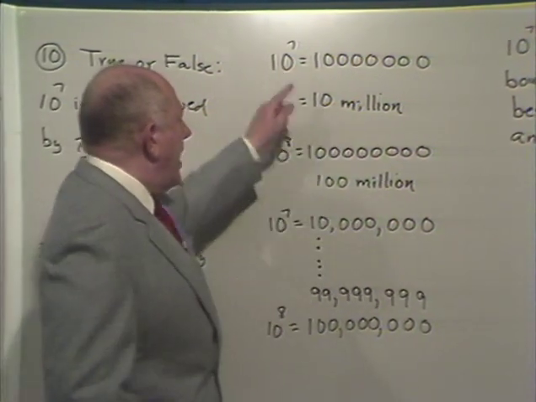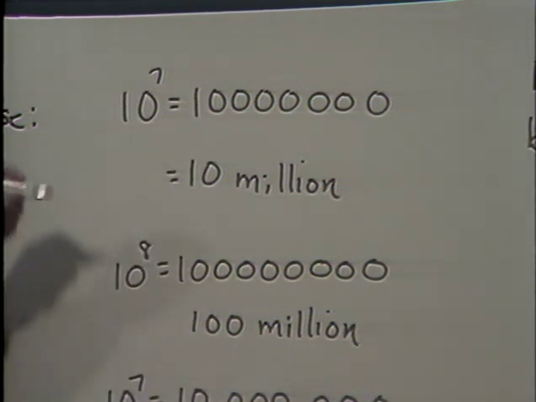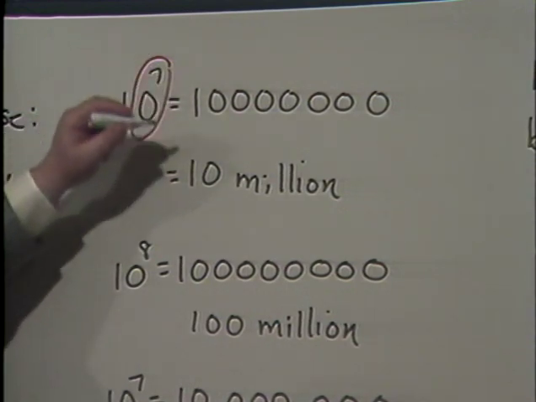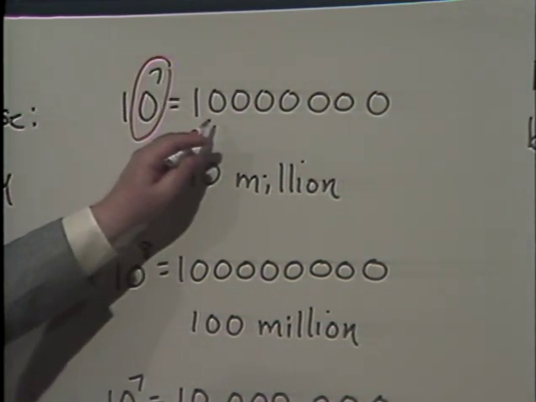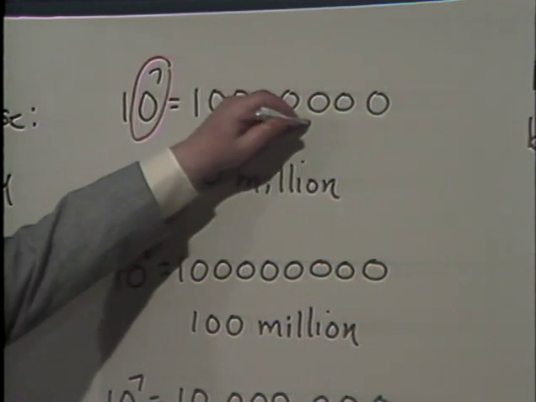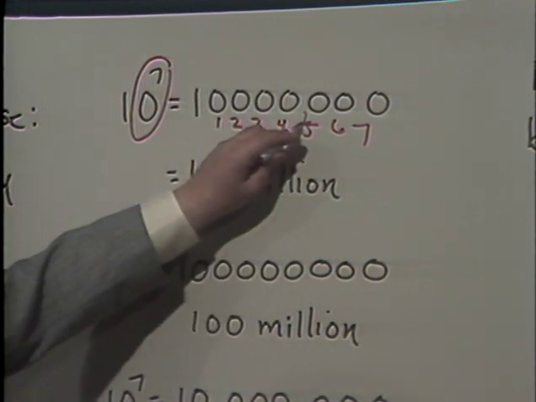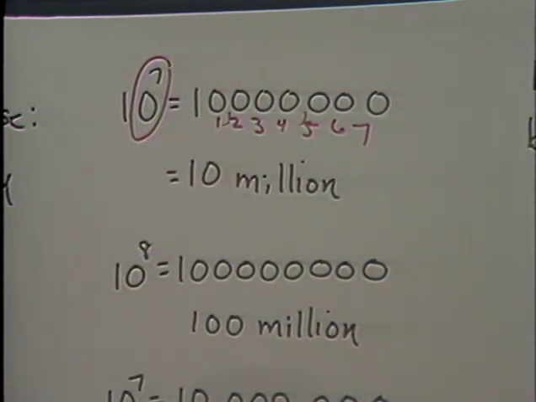In other words, 10 to the 7th power means a 1 followed by 7 zeros. So what do I do? I write the 1, and I follow it by 7 zeros. See? 1, 2, 3, 4, 5, 6, 7. And that's hard to read, so I put my commas in. Now it's even harder to read because I put those numbers in underneath.